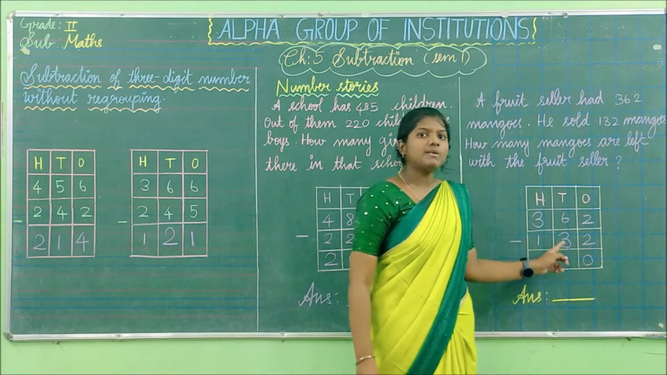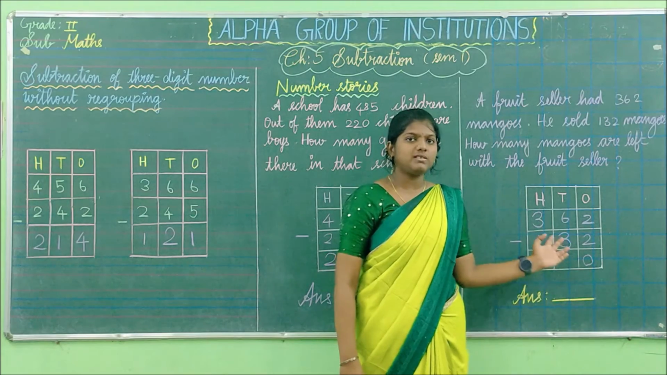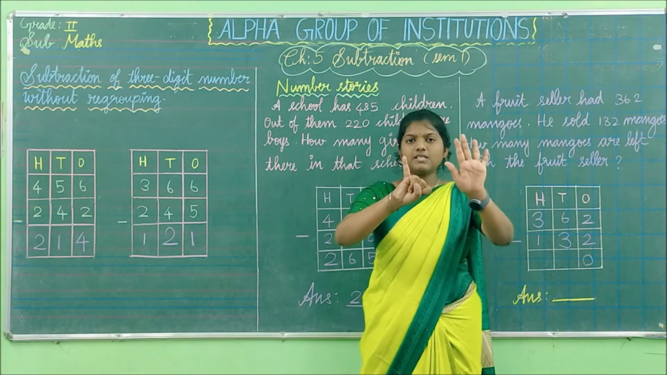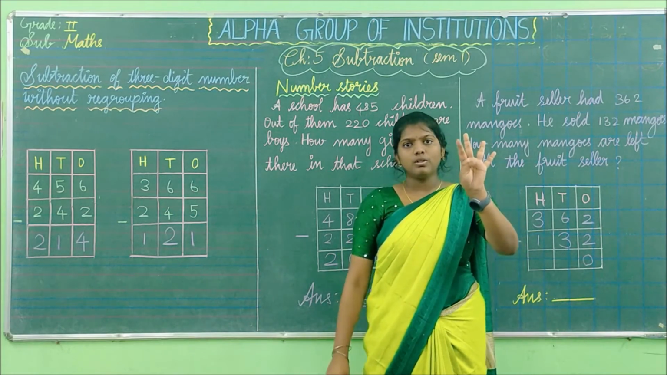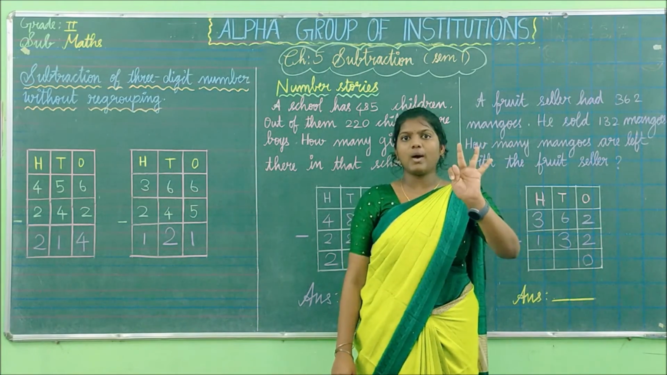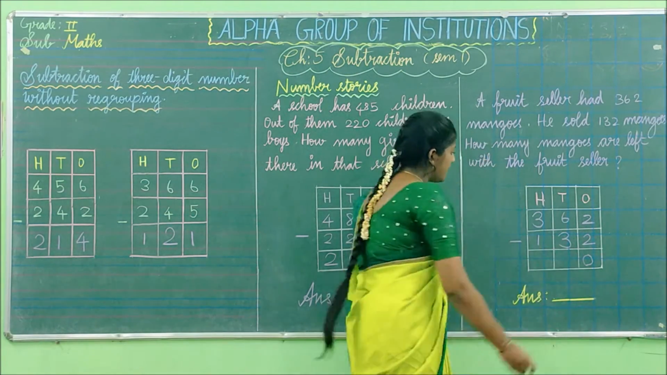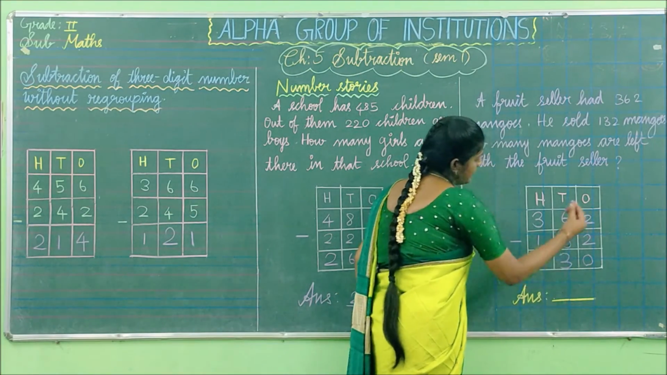And 6 minus 3. 6 minus 3 is? Okay. I am taking 6 fingers and I am going to take away 3. 1, 2, 3. So remaining how many do we have? 3. So I am going to write 3 here.